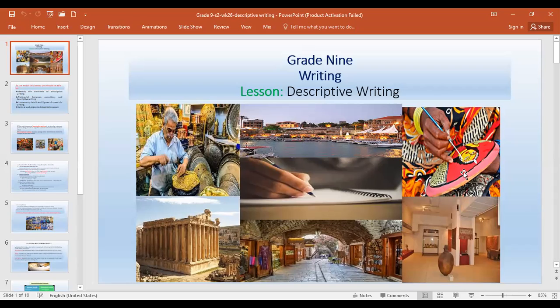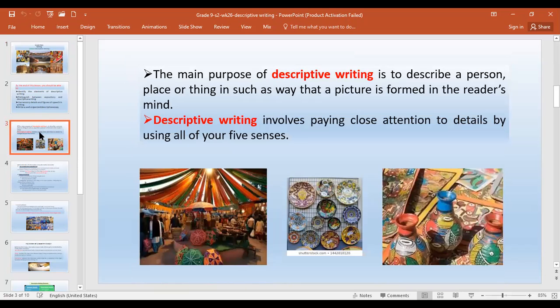Whenever you go to the beach when it's sunset, or you go to an exhibition with so many colors, you do have this urge to maybe post something, write something about it, because it invokes that feeling in you. And then you write something descriptive. So let's begin. What's the main purpose of descriptive writing?